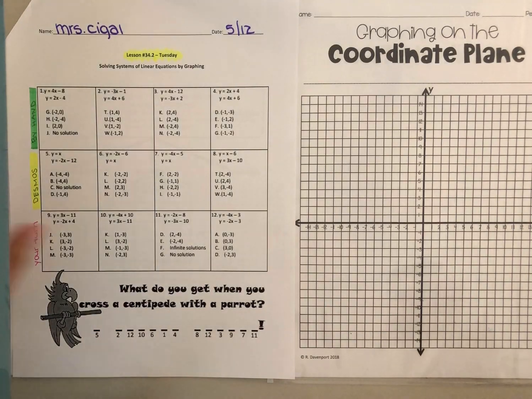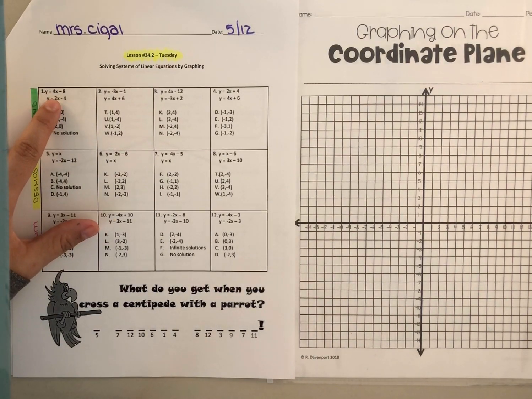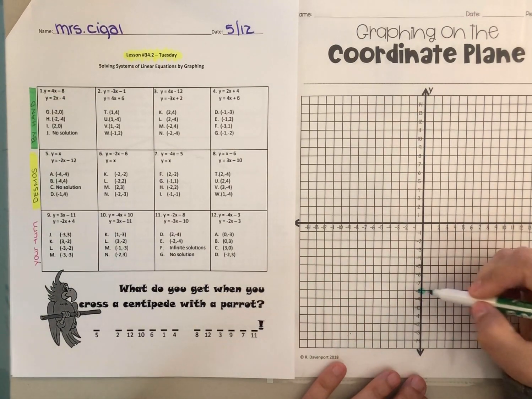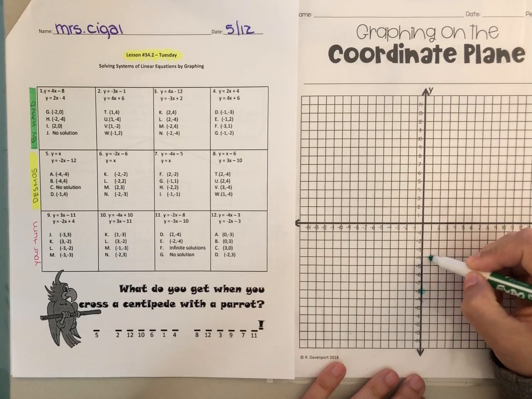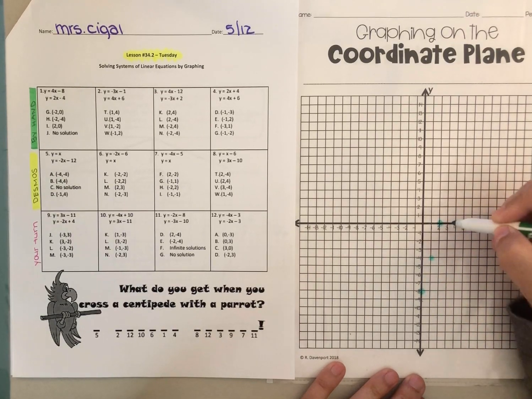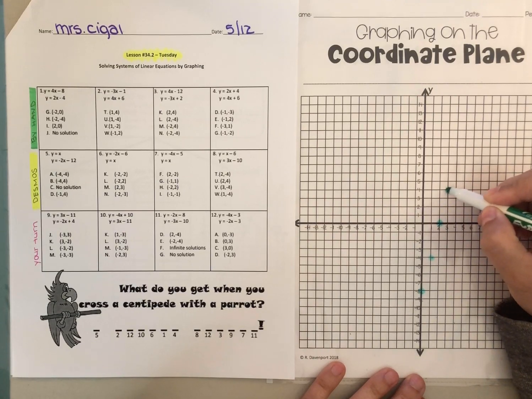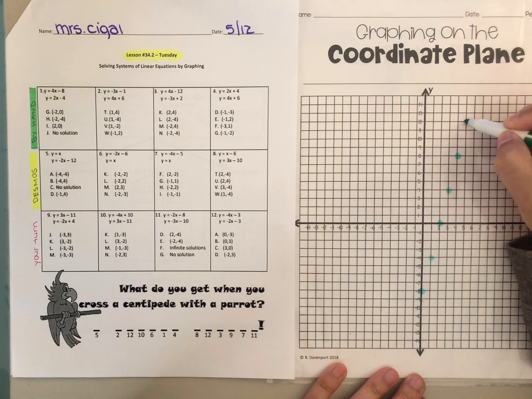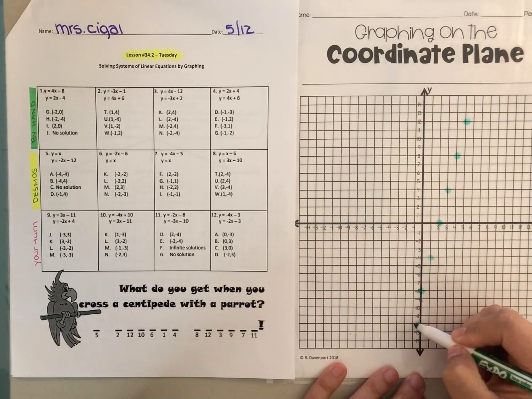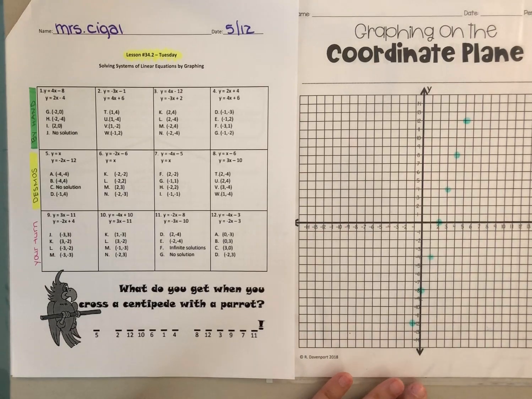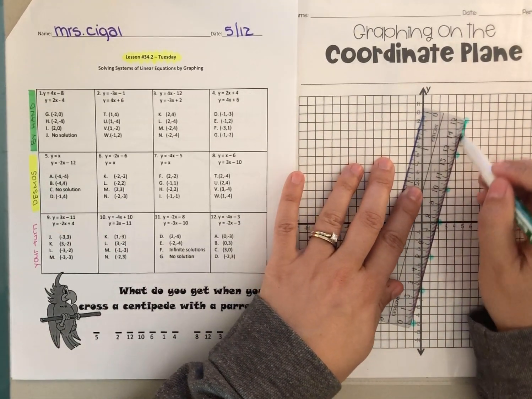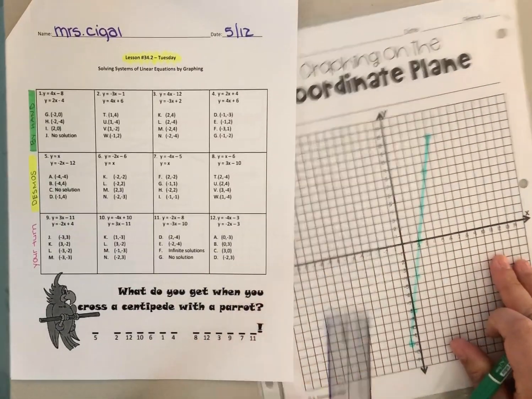So number one, I am going to plot y equals 4x minus 8. This means we have a y-intercept of -8, and this line has a slope of 4. So I'm going to go up 4 and over 1. Up 4, over 1. I'm just going to keep doing this. I could also have gone down 4 and left 1, and it's on the same line. I'm going to see if I can draw this line in, and then I'll move on to the second one. Okay, so that's my first line.